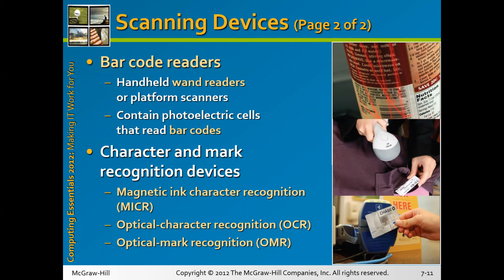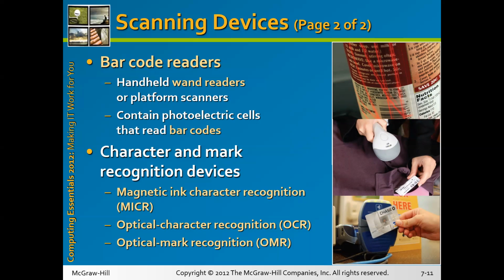Character and mark recognition devices are scanners that recognize special characters and marks. The first one is MICR, magnetic ink character recognition, used by banks to read magnetically encoded characters. Numbers are read by a reader or sorter.